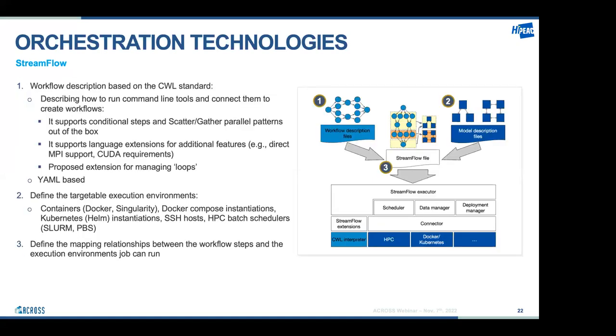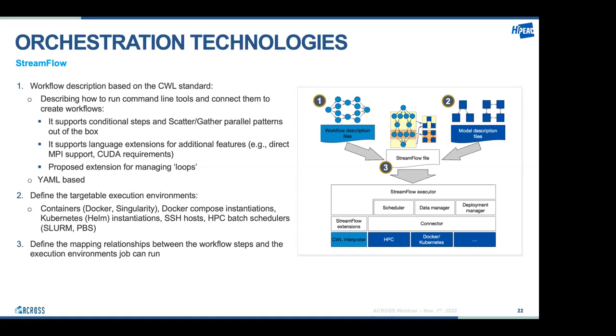And here is the picture which provides you probably more clearly the way Streamflow works. So basically, you describe, as I said before, your application as a CWL file. So you describe basically your graph, so how each step of the application connects to the others. This is step one. Point two, on the right of the picture, concerns the description of the execution environments you need for executing each step.